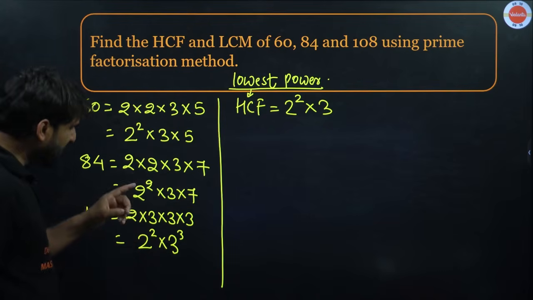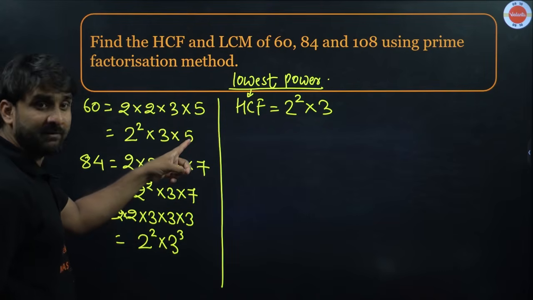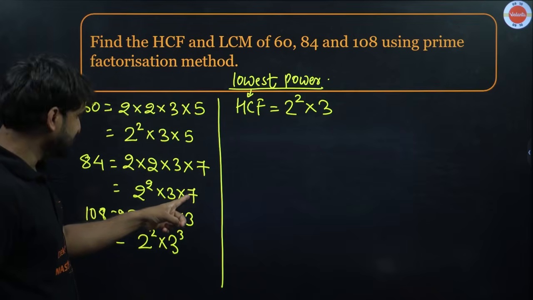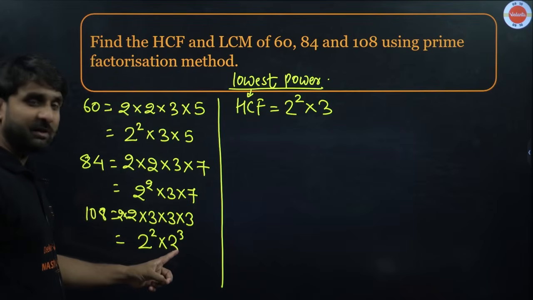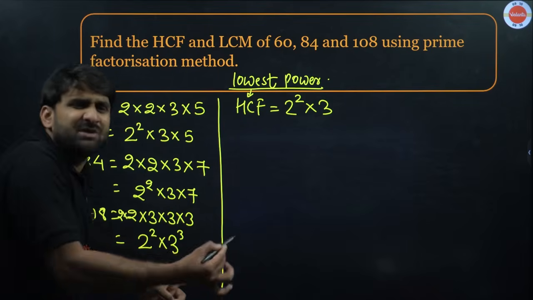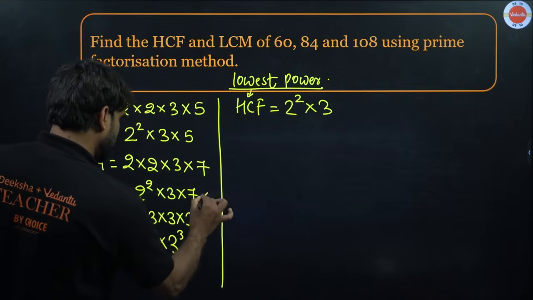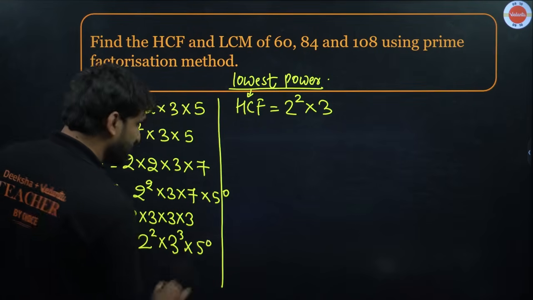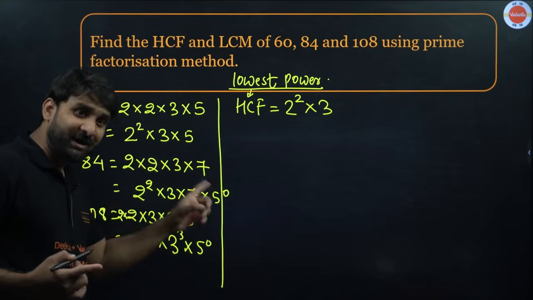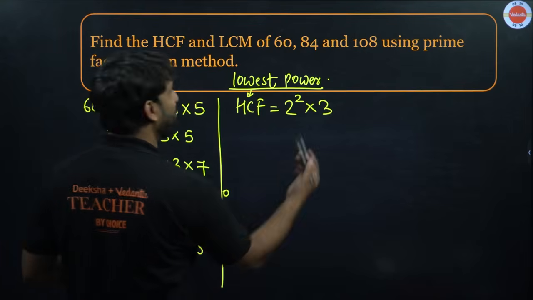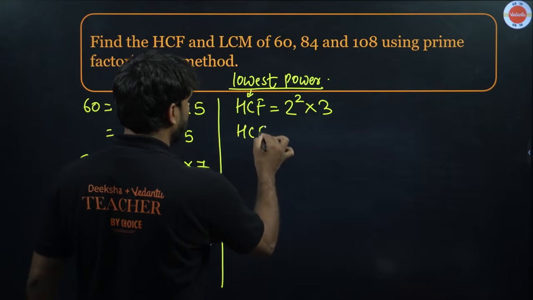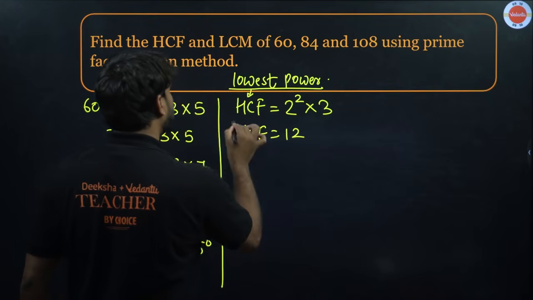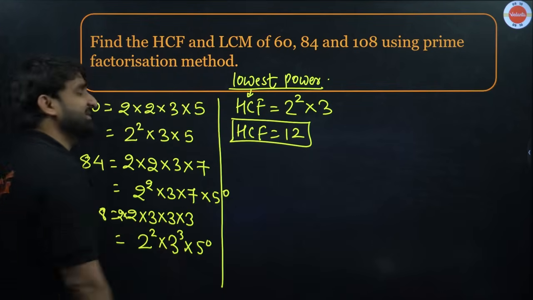Now, if we talk about 5, 5 is here, but 5 is not present in the other prime factorizations. So we can imagine 5 is there with power 0. Which will be the lowest power? 5 to the power 0, so we can ignore this. So HCF is equal to 2 square into 3, which is 4 times 3 is 12. This is the HCF.